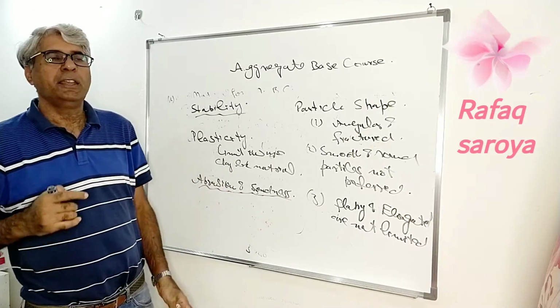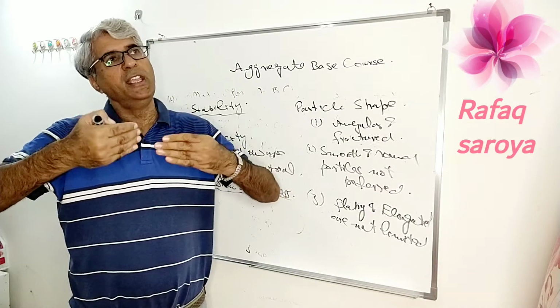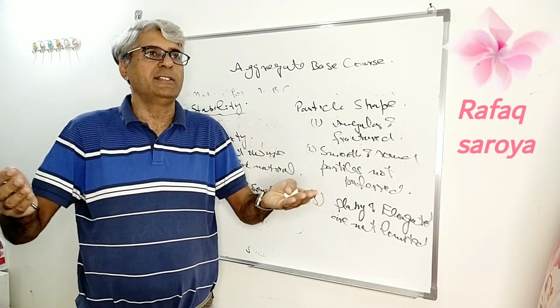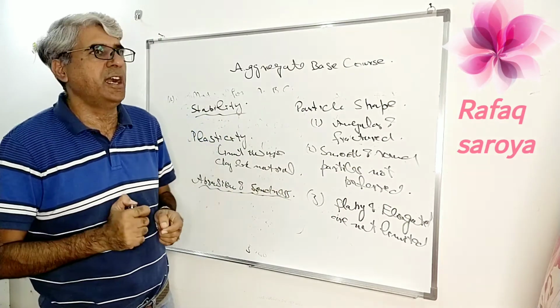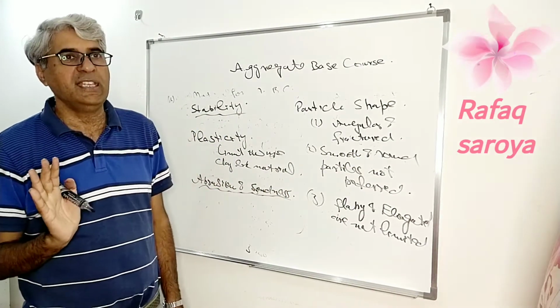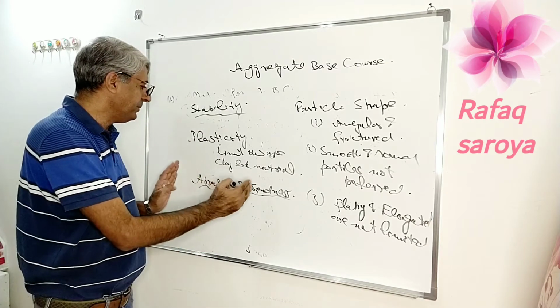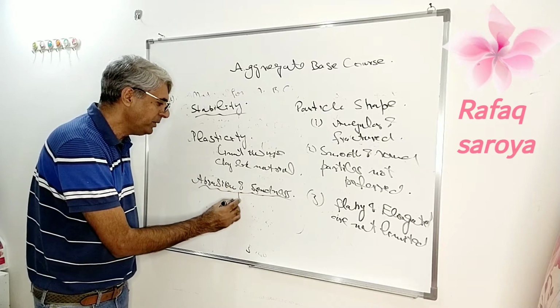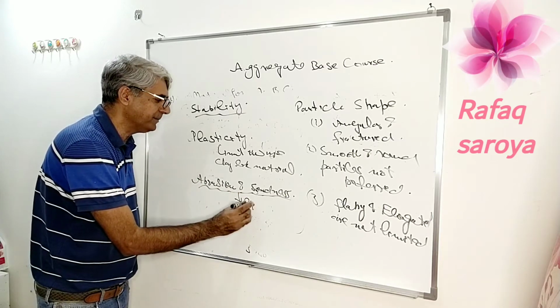Soundness means that when the road is in its cyclic life, when the road is being used, the weather will change. Sometimes the weather is cool, sometimes hot. So due to the change of the weather, it should not disintegrate. So this is the property related to abrasion and soundness, and it measures the physical strength of the aggregate.